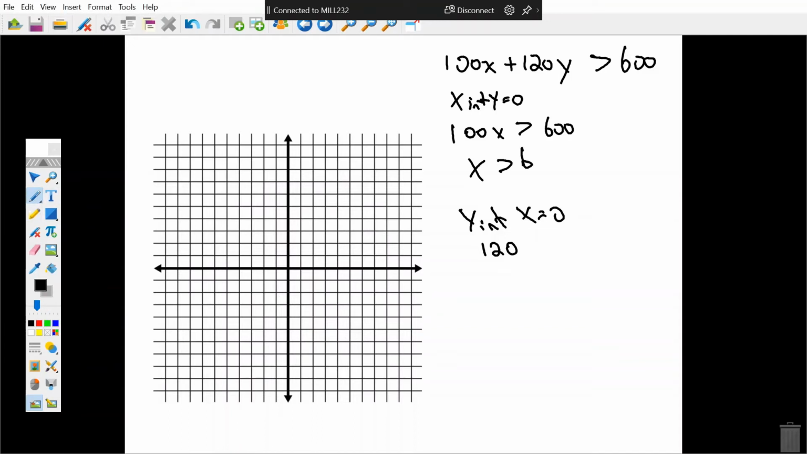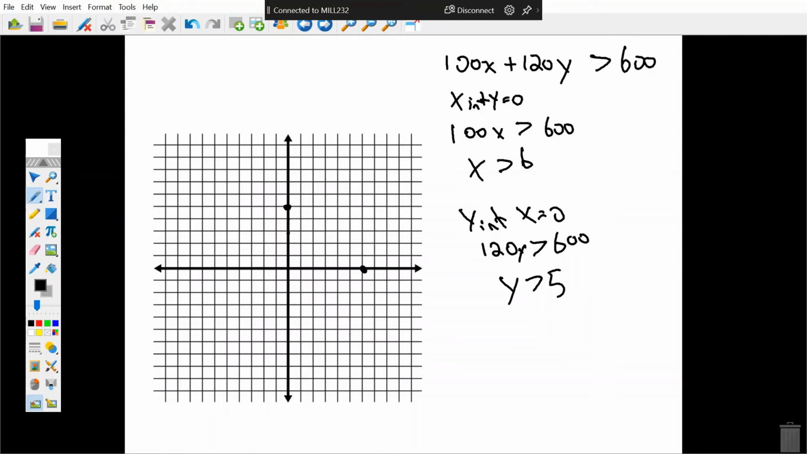120y is greater than 600. Divide both sides by 120. I think that's 5. Yep. Y is greater than 5. So our intercepts are at x equals 6: 1, 2, 3, 4, 5, 6. And 5 for the y: 1, 2, 3, 4, 5. And now we just connect our dots.